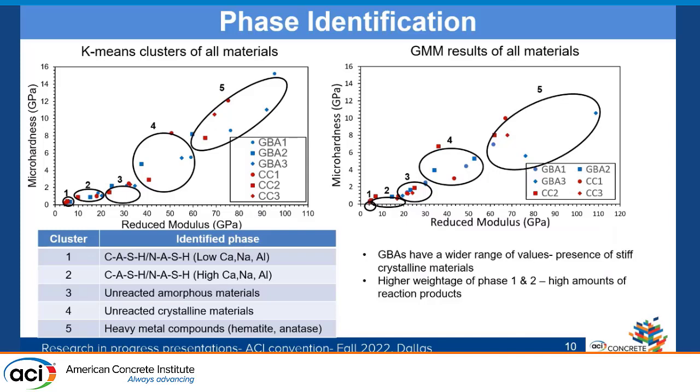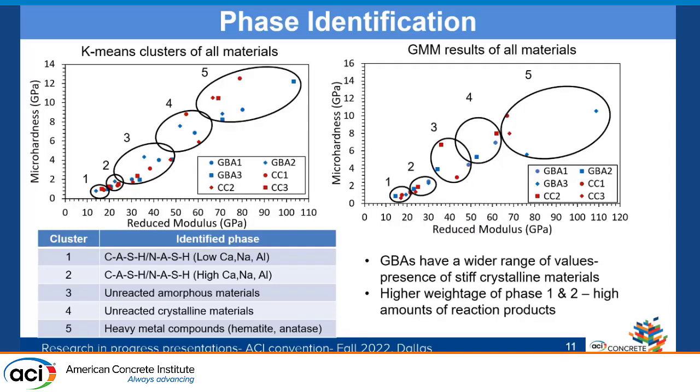After this, I came to the phase identification stage. I have plotted the mean values of all the k-means clusters of all the materials in the first graph and the results of the GMM model in the second graph. So this is the slide. Based on these mean values, I differentiated the 5 phases present in them.